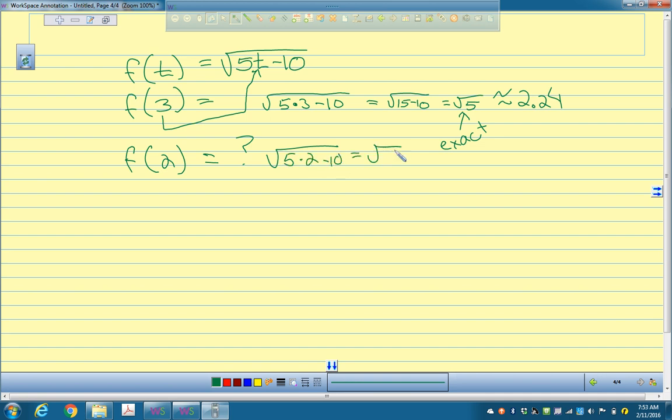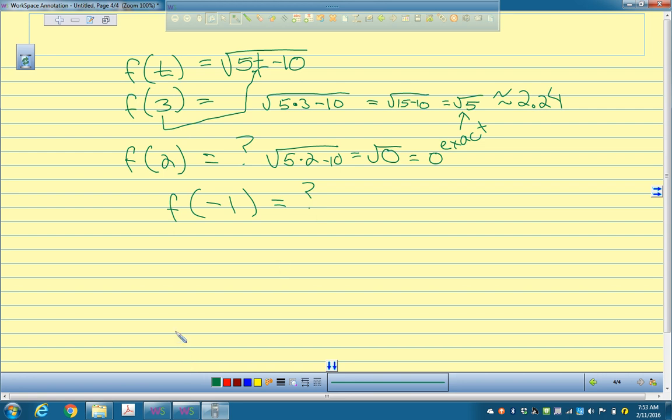So f of 2, a lot of you guys found that it's 5 times 2 minus 10, which is equal to the square root of 0. The square root of 0 is 0, okay? So I saw some of you guys wrote square root of 0. It's just 0, okay? What's f of, try this one, f of negative 1.